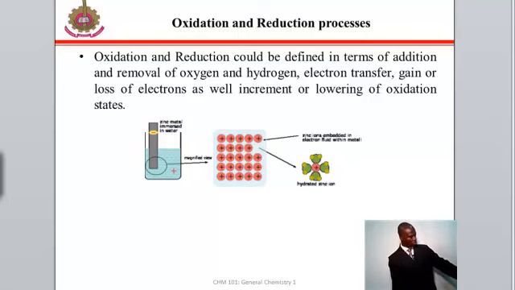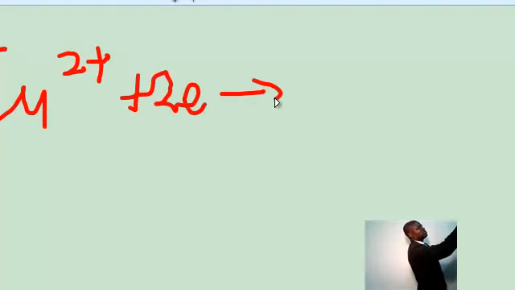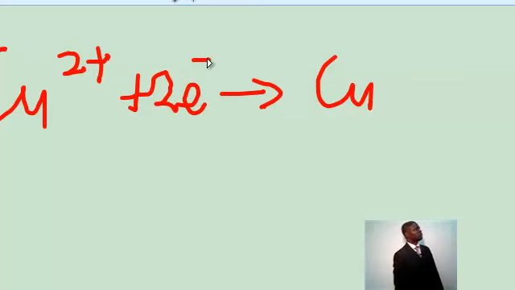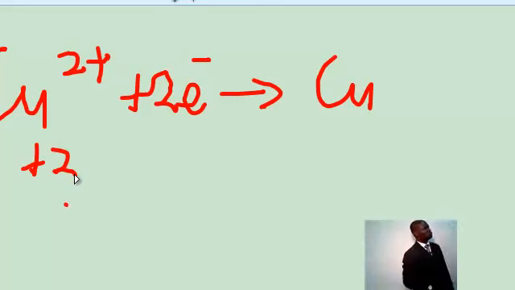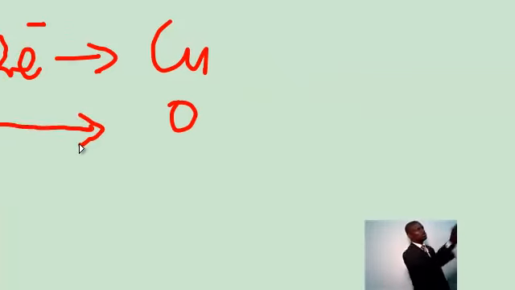I want to show two examples to illustrate what I'm trying to explain. Copper 2+ plus 2 electrons giving us copper. The oxidation number of copper here is +2, as shown from the chart. The oxidation number of copper here is 0. Movement from +2 to 0, this is called reduction.